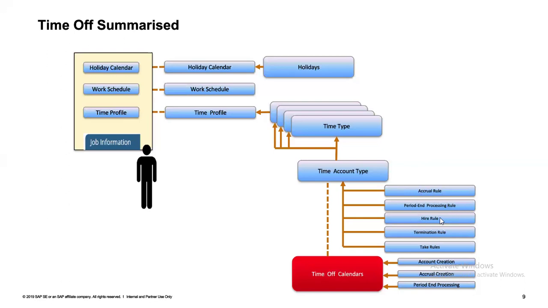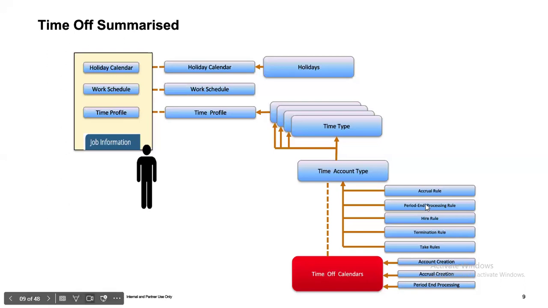Now, what is period end processing? Period end processing is like when your period or year ends, till December 31st. Whatever leaves have remained there, for example, 12 leaves you have in your bucket, what you can do is maybe 2 leaves can be forwarded to the next accrual cycle, or maybe 10 leaves can be forwarded to the new accrual cycle. So in this way we can do the period end processing rule.